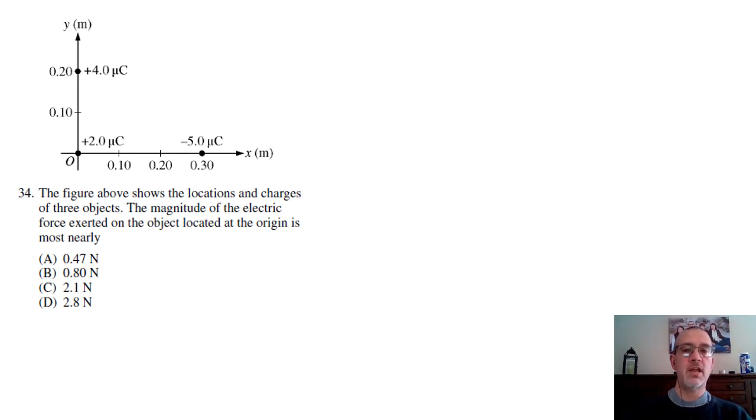So what we need here is to take the +4 and the +2, which is going to yield some force in the downwards direction. And then the -5 and the +2 is going to yield some force in the rightwards direction. And then what we're looking for is the resulting force from those two, which will be pointing somewhere down and to the right. And so that's going to make a right triangle, so we're going to have to Pythagorize those two forces together.